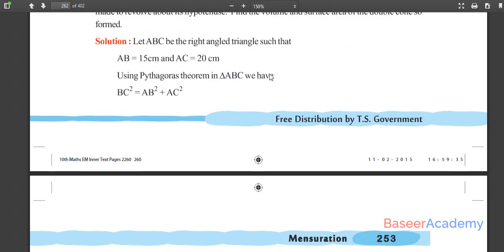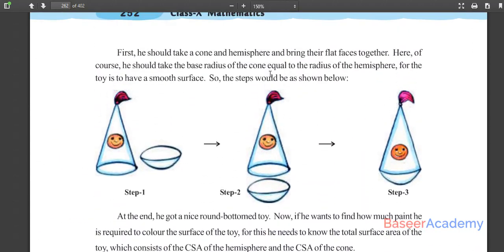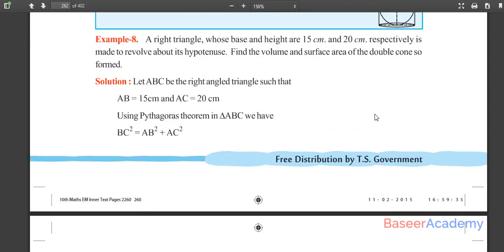Let's say I have to find out the surface area of this shape. Then I just need to find out curved surface area of cone, and then I just need to find out curved surface area of hemisphere. Add them together, I'll get the total surface area of this object. So it's not at all that difficult.